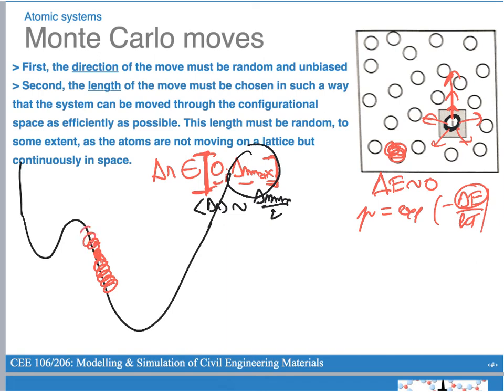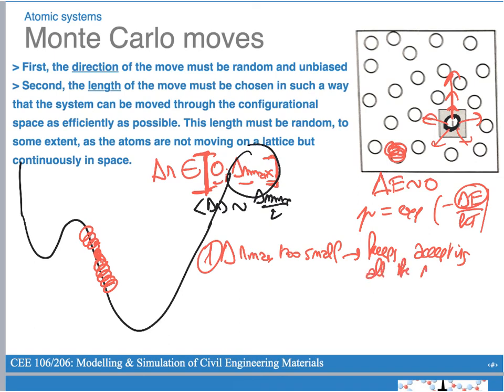So you will keep accepting, even if you are going up in energy. If you choose delta R max to be too small, the main problem is that you keep accepting all the moves. And the problem with accepting all the moves is that it's not a very efficient way to sample the energy landscape. It's going to take you a very long time to explore the entire range of possible configurations. So it's not a good idea to have delta R too small, mostly because the simulation will not be efficient. It will just take you a very long time.